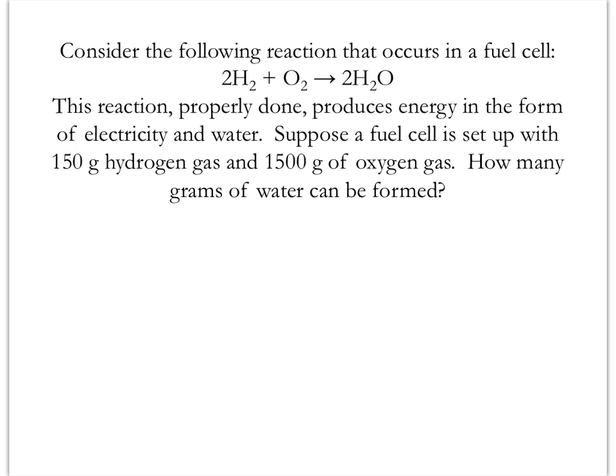Suppose a fuel cell is set up with 150 grams of hydrogen gas and 1,500 grams of oxygen gas. How many grams of water can be formed? So for this calculation, you're setting up 2 stoichiometry problems. One of your calculations is going to start with 150 grams of hydrogen gas, and the other is going to start with 1,500 grams of oxygen gas. Both of them are going to terminate with grams of water, because that's what you want to compare: how many grams of water you're able to make.